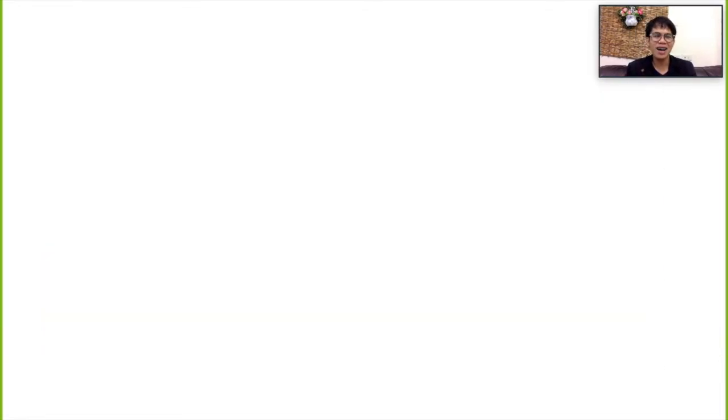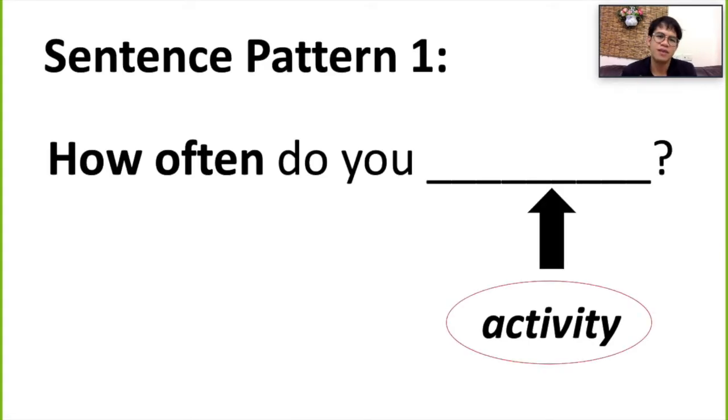Alright, so those are the 42 vocabulary words that we are learning about everyday activities. And then we will also learn sentence patterns. We will learn 3 sentence patterns today. Alright, so you have to remember, this is very easy. The first one, sentence pattern number 1.